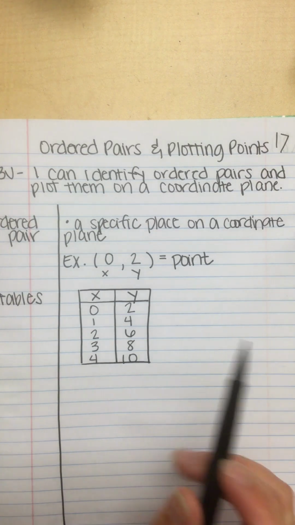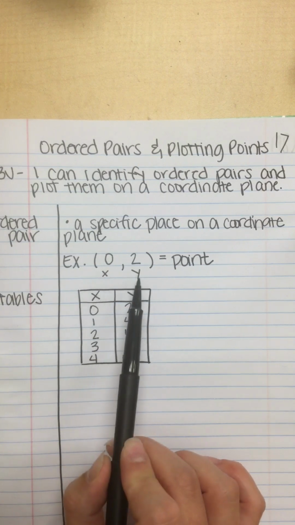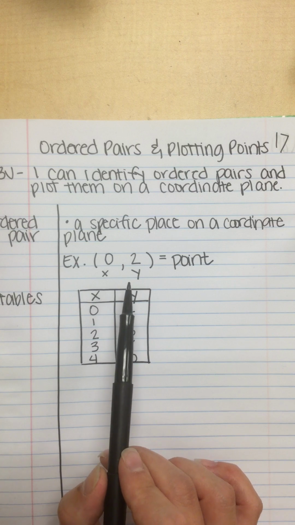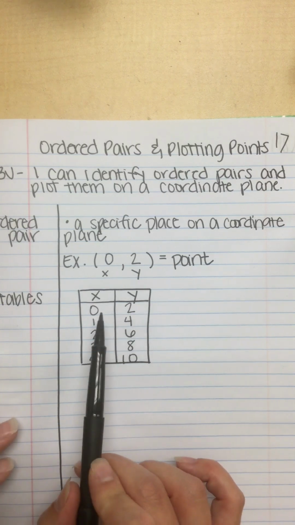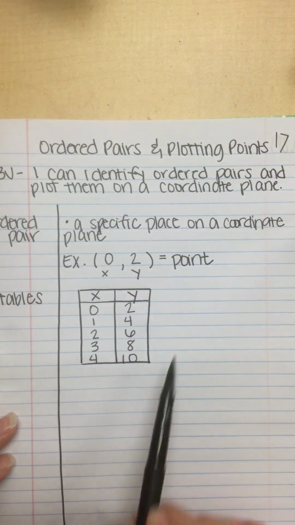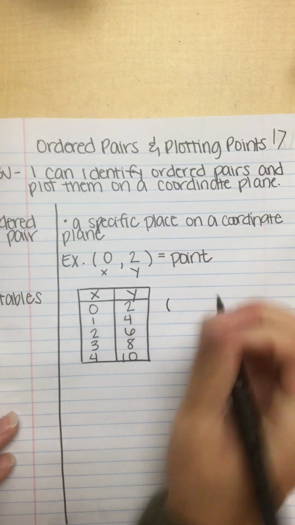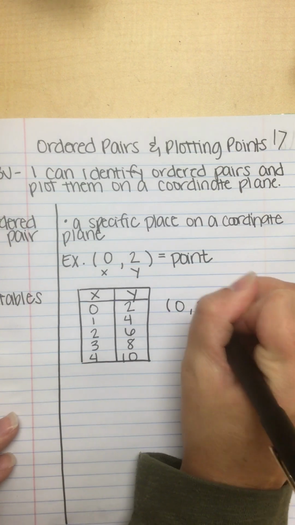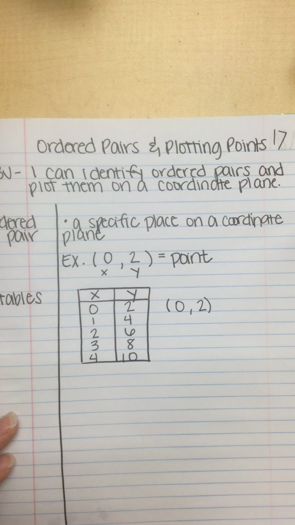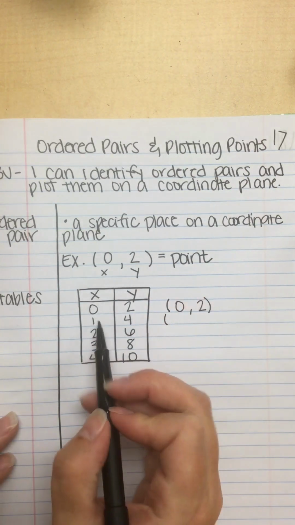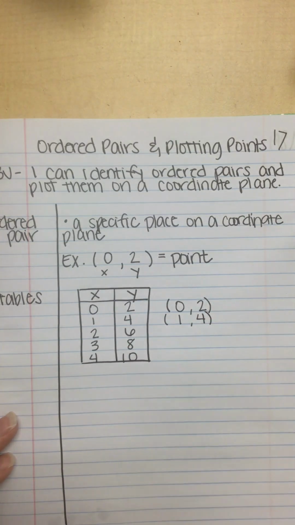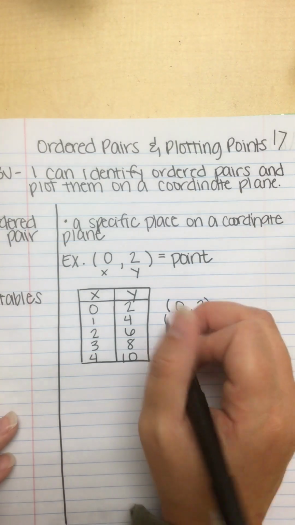So an ordered pair has to have two numbers, one for the X, one for the Y-axis, and then those two numbers together are going to become a point. So one of our ordered pairs in this table right here, we have the X number as 0, our Y number as 2. That is an ordered pair. The next ordered pair we have, the X number is a 1, the Y number is a 4. That would be another point on our coordinate plane. So that is another ordered pair.